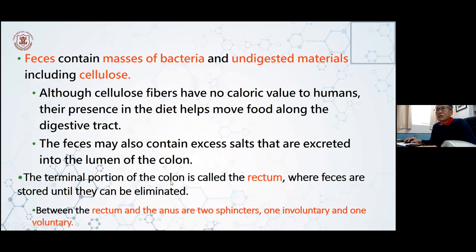And the terminal portion of the large intestine is the rectum. The rectum is the storage for the feces. Between the rectum and the anus, there are two sphincters to control when the feces can be moved out. One is involuntary, the other is voluntary. These two sphincters control when the anus will open and close, and control the feces moving out.